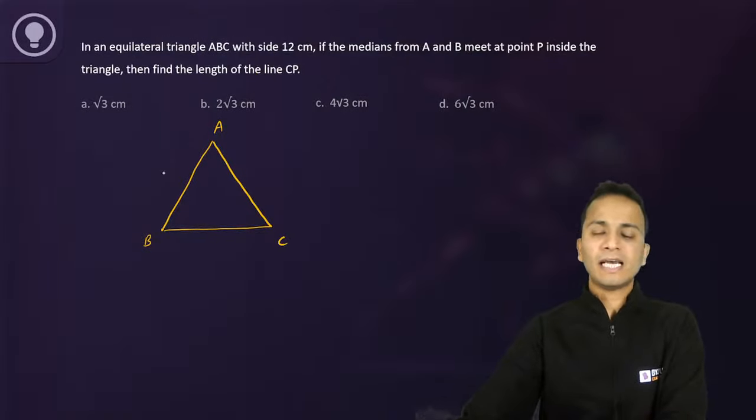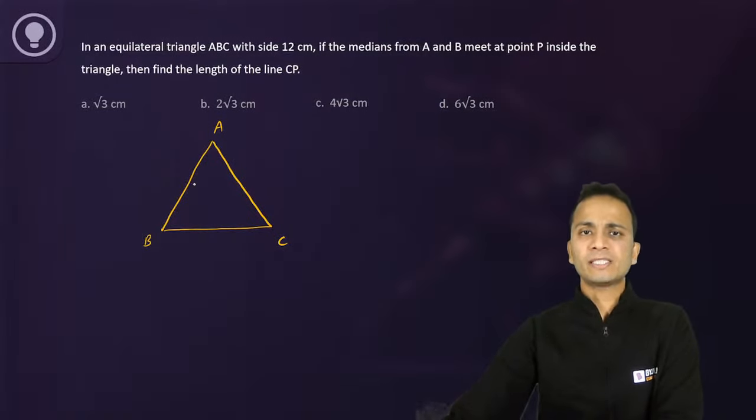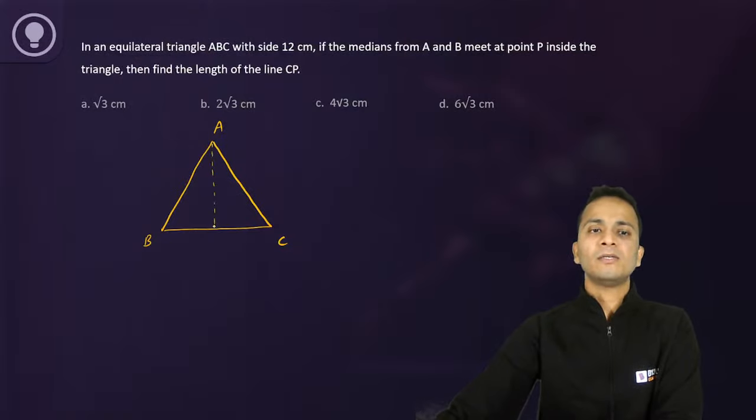Now ABC side 12 centimeter is given. Now two medians are drawn from vertex A and B. So medians, that is, joining the vertex with the midpoint of the opposite side.